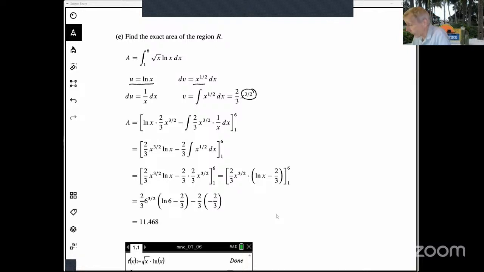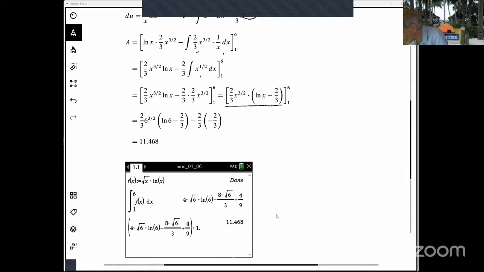So let's see what happens here. This would be equal to u times v minus the integral of v times du, all of that evaluated from 1 to 6. Let's see, I did a little bit of simplification in there. I've got to find an antiderivative. It's x to the 3/2 over 3/2, so there's another 2/3 there. And I did a little bit of simplification and I have to evaluate that antiderivative at 6 and 1 and subtract. I did that.